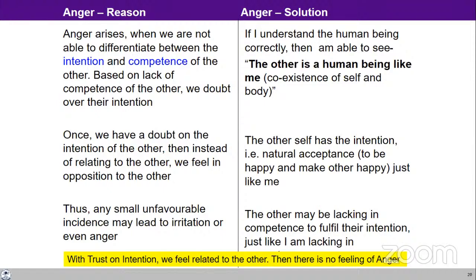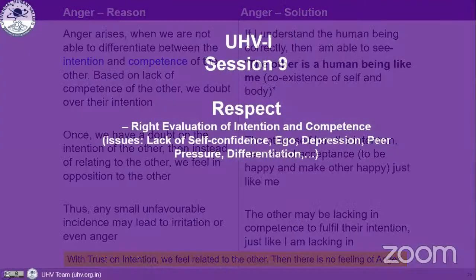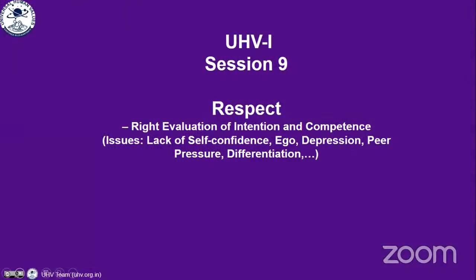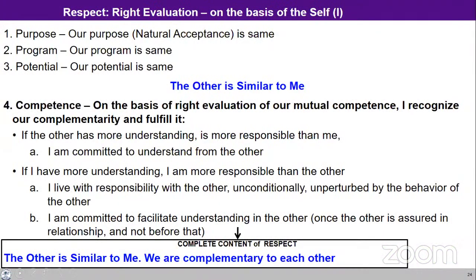So these were the discussions related to relationship. Then in the next session, we discussed respect. By discussing the proposal on respect, the issues like lack of self-confidence, ego, depression, peer pressure, differentiation, all these concerns we were able to address. When we are discussing this proposal on respect, we can place the proposal as right evaluation. Right evaluation means evaluation on the basis of self.